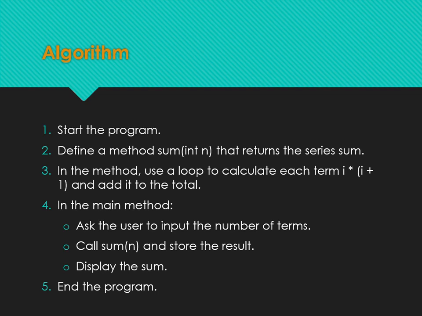Now let's look at the step-by-step algorithm for solving the problem. Step 1. Start the program. Step 2. Define a method called sum that takes an integer n as input and returns the sum of the series. Step 3. Inside the method, use a loop to calculate each term in the format I multiplied by I plus 1, and add it to the total sum. Step 4. In the main method, prompt the user to enter the number of terms, then call the sum function and store the result. Finally, display the calculated sum to the user. Step 5. End the program.